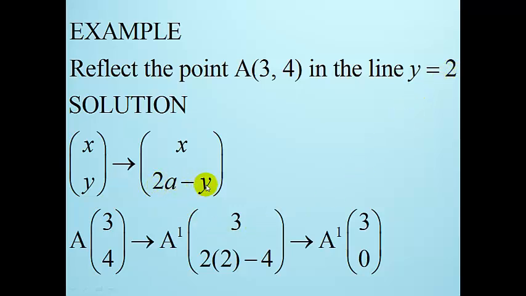So instead of 2a minus y, you have 2 times 2, because a equals 2, minus y, where y is the y coordinate of the point and the y coordinate is 4. That is how come we have minus 4. Now this maps to A prime. So we have our 3. 2 times 2 is 4, and 4 minus 4 is 0. So we have 3, 0 to be the image, A prime of the point 3, 4 under reflection in the line y is equal to 2.